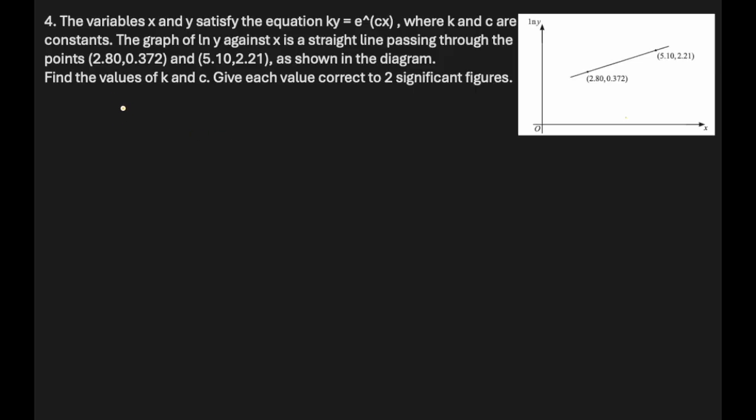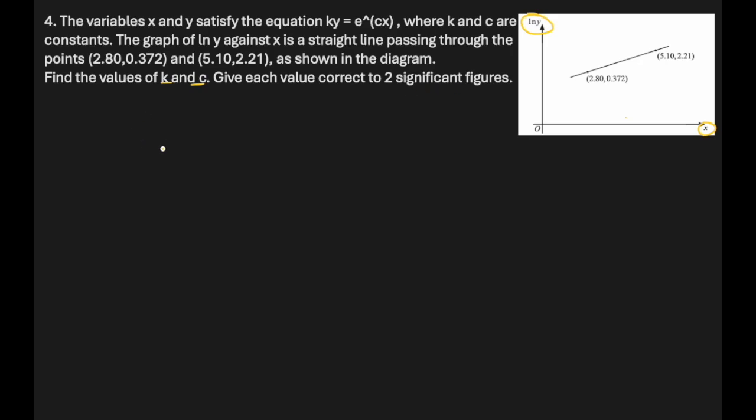Question 4. The variables x and y satisfy this equation where k and c are constants. The graph of natural log y against x is a straight line passing through these two points, as shown in the diagram. Find the values of k and c. Give each value correct to 2 significant figures.